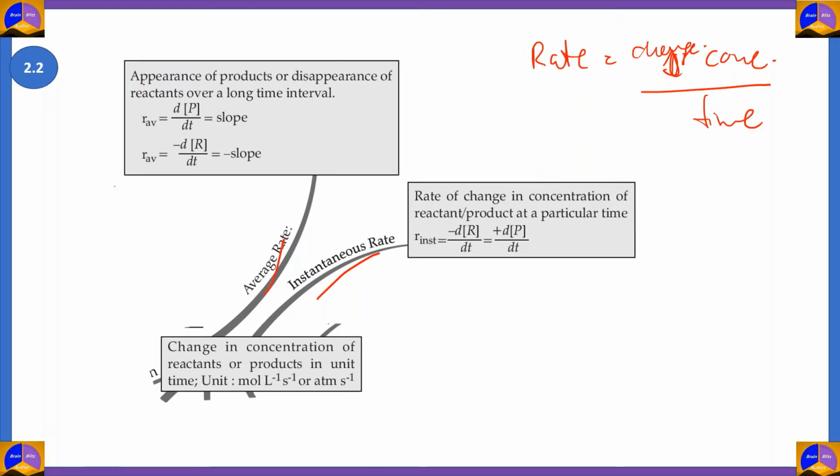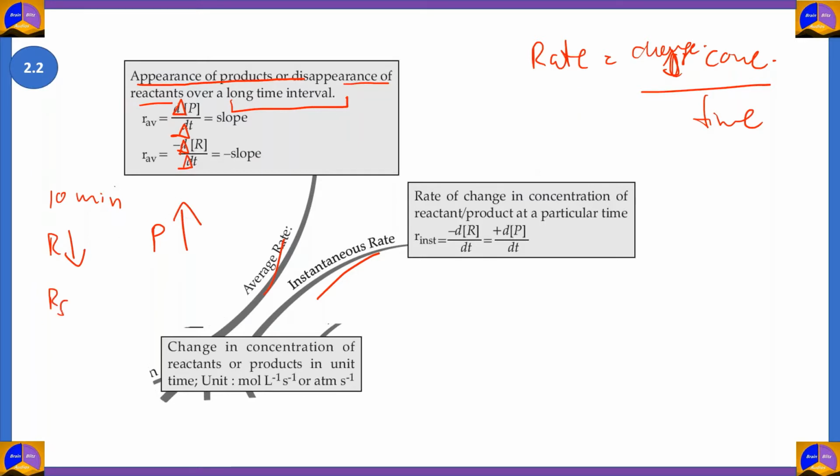So average rate looks at the appearance of products or disappearance of reactants over a long time interval. So we have a reaction running for, say, 10 minutes, and we find that the concentration of the reactants has decreased by a lot, and the concentration of the products has increased by a lot. So what we do is we average the decrease in the reactants or the increase in the products.